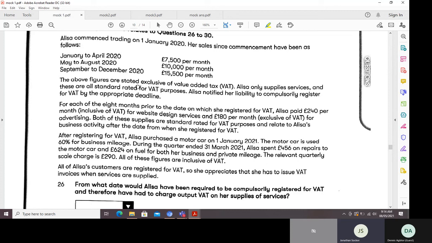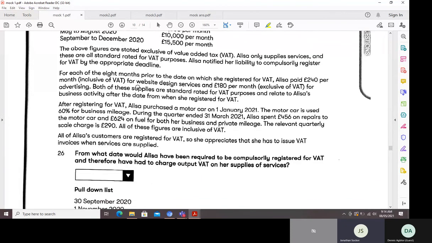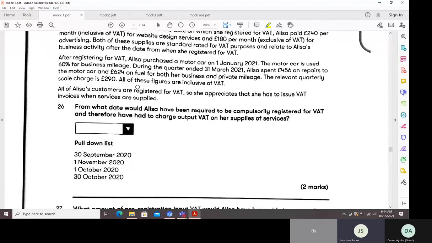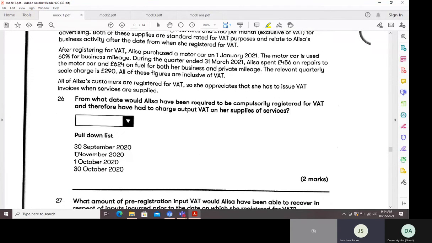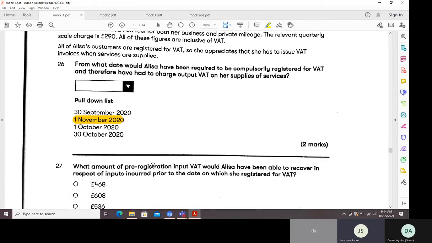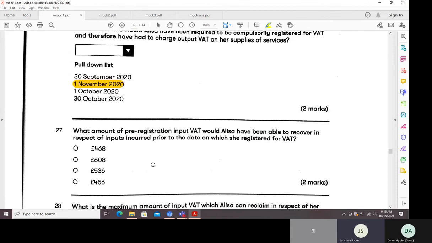So this company or business will be registered from 1st November, and will start charging what? VAT. Right. So that's how the registration will be determined with this question. So that answers question number 26. So it's 1st November 2020.